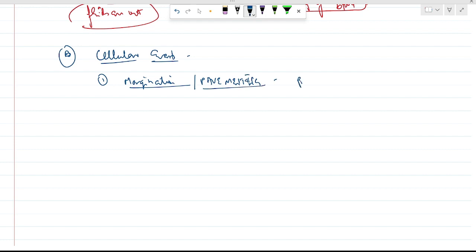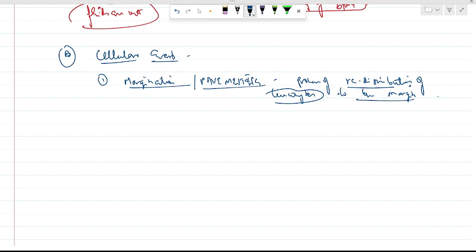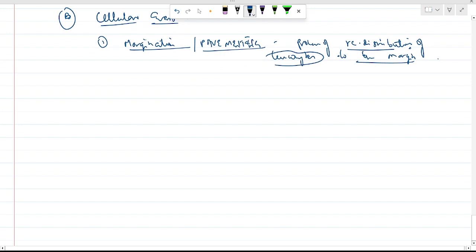It's a process of redistribution of leukocytes to the margin. Above we have seen RBCs are in the center and leukocytes are pushed to the margin. This is the process of margination or pavementing, followed by the second process, R for rolling.